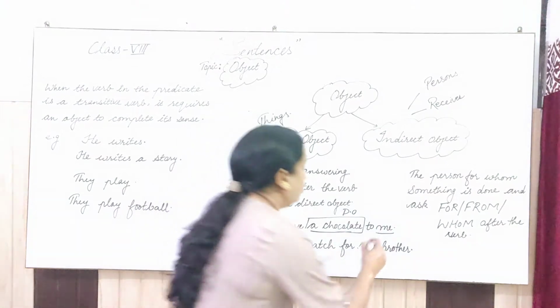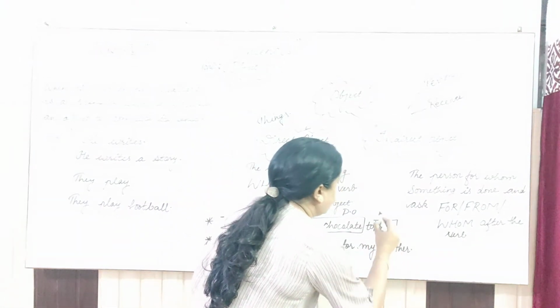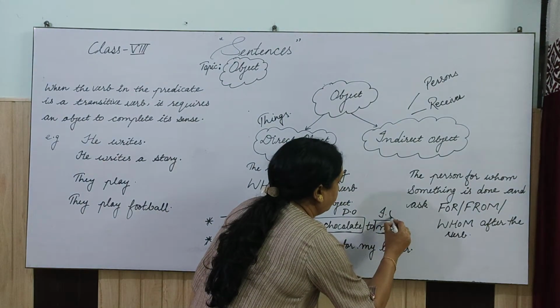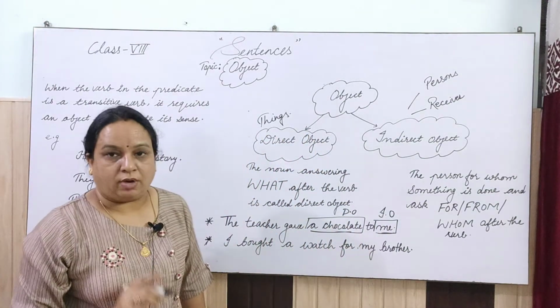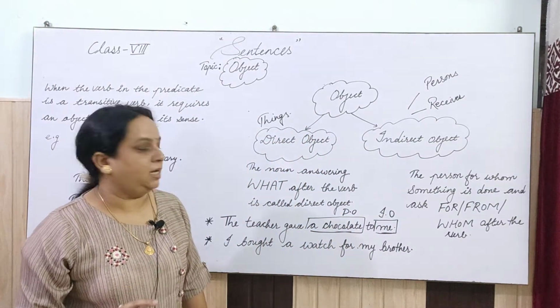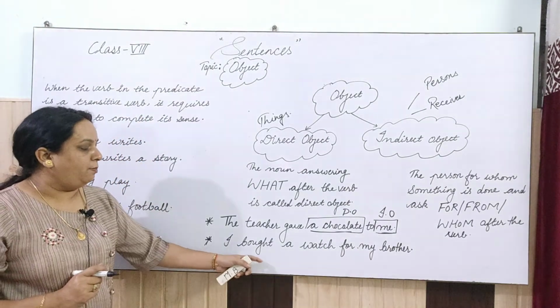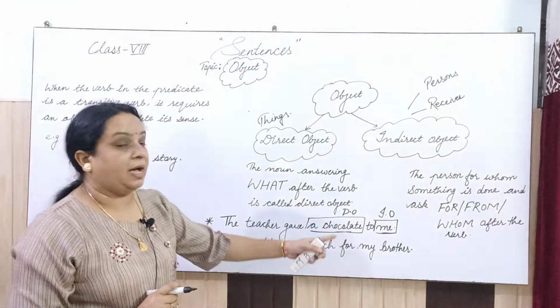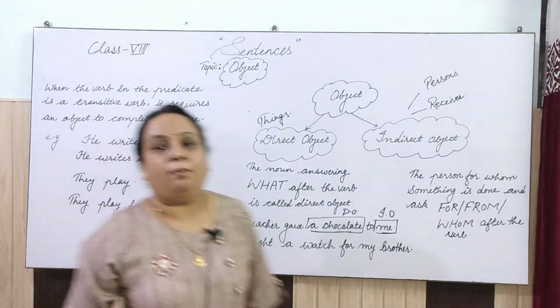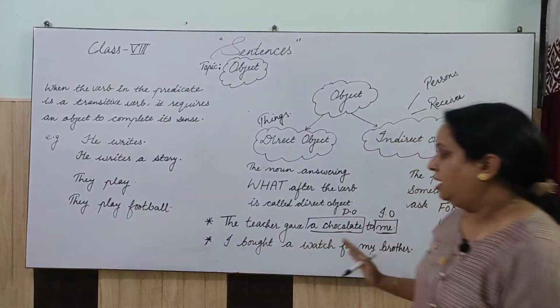So that is what? Who is receiving that? This is indirect object. Second sentence is, I bought a watch for my brother.